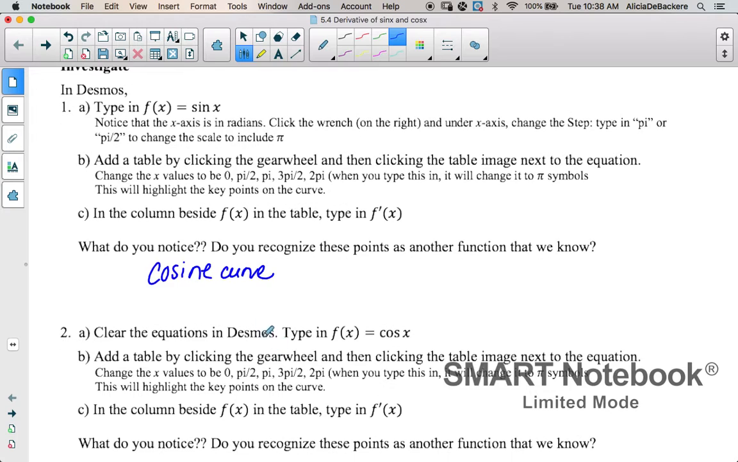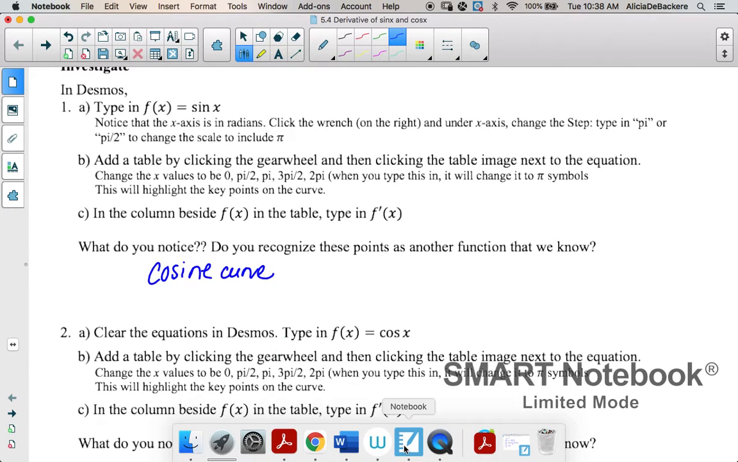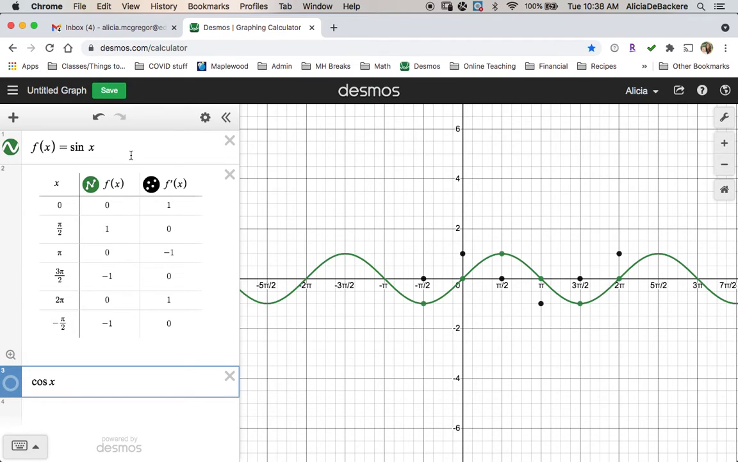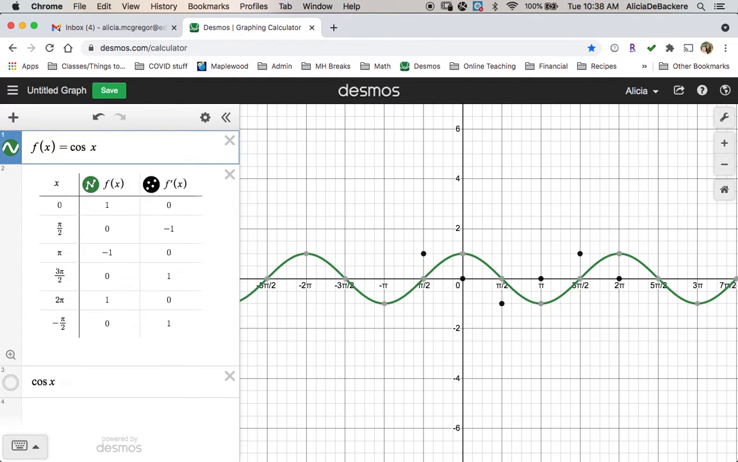So next we're going to clear all of our equations, and we're going to repeat our process for the cosine curve. So you can delete and start over again. I'm just going to come up here, and instead of sine, I'll change it to cos, and it's actually changed everything for me. So the cosine curve is now here in green. I can tell it's the cosine because it starts at a maximum and then dips down and returns to a maximum at 2 pi. And the derivative points are already on the curve here.